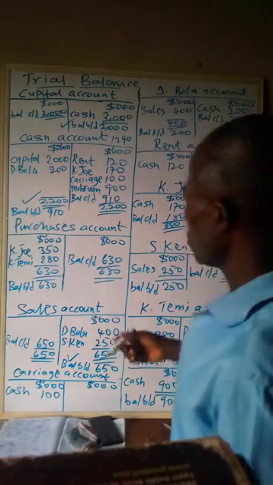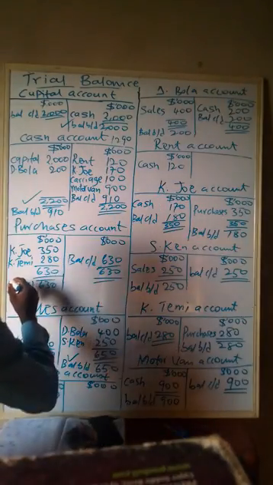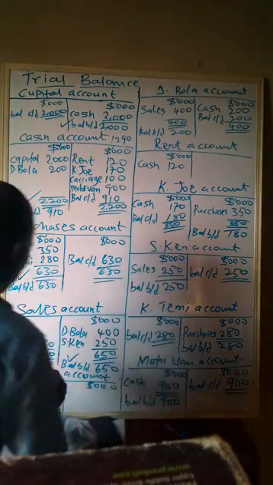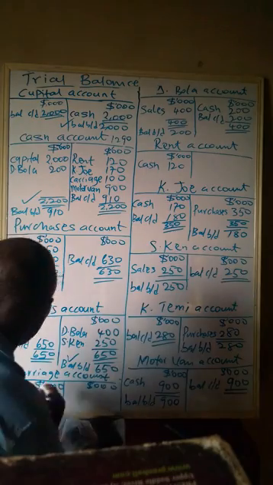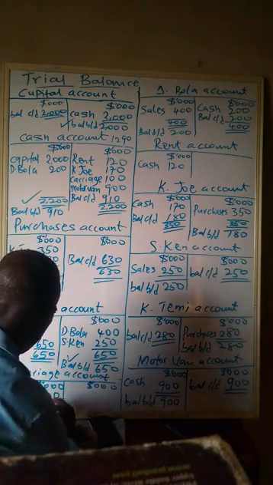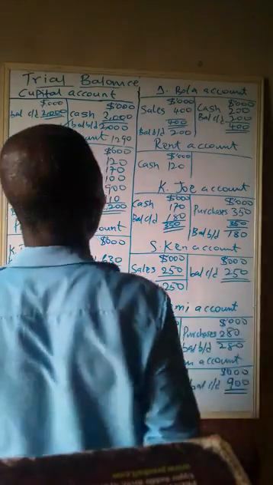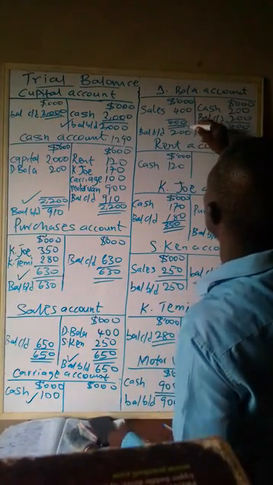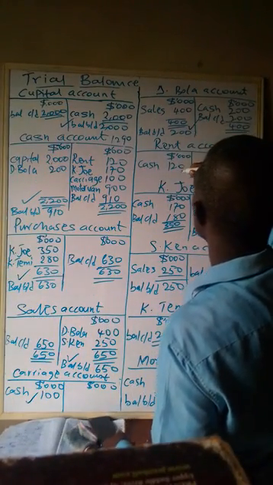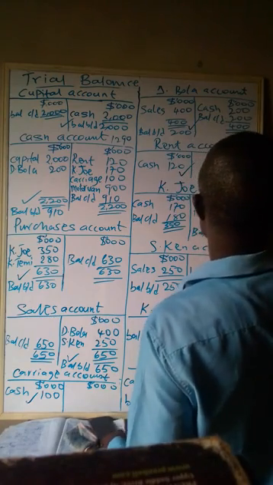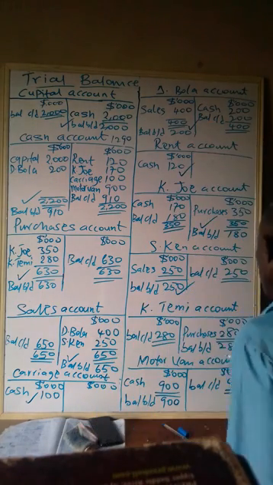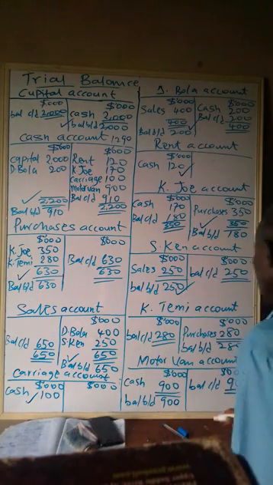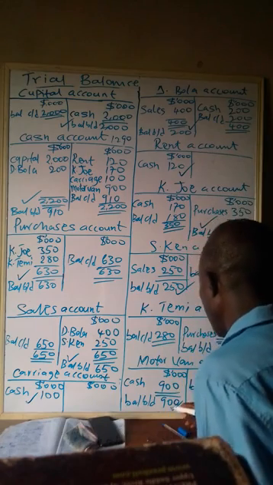Let me continue to tick those that we go to trial balance. This go to trial balance, balance BD. Carriage account also go to 100,000, go to trial balance.